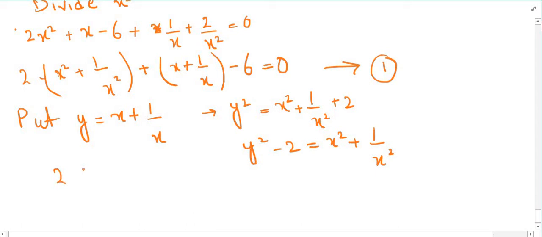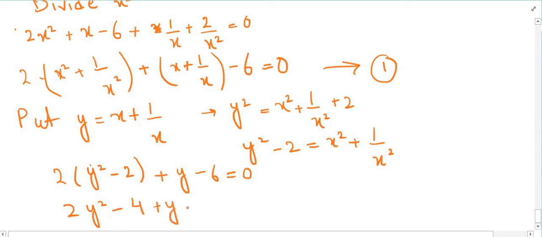So this is 2 times y square plus 2 plus y minus 6 equals 0. This becomes 2y square plus 4 plus y minus 6 equals 0. This is 2y square plus y minus 2 equals 0. Now this is a quadratic equation.